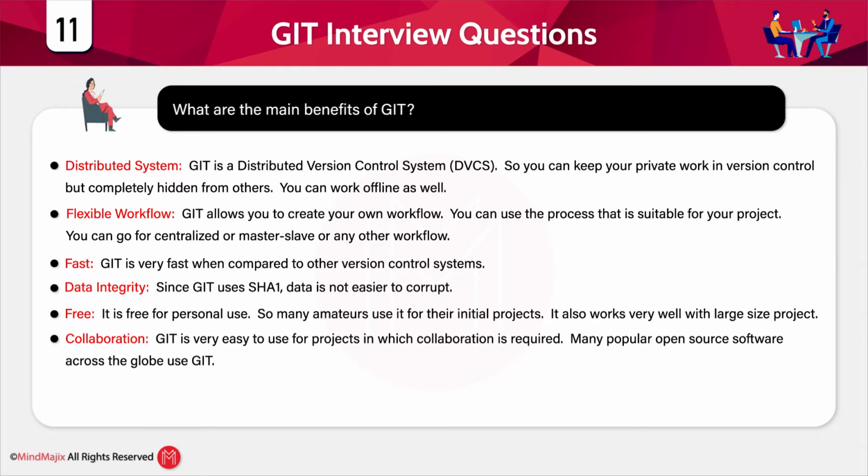This is an encryption algorithm. Git is free for personal use, guys. You can download it from the internet free of cost. Collaboration. Git is very easy to use for projects in which collaboration is required. Many popular open source software projects across the globe use Git.